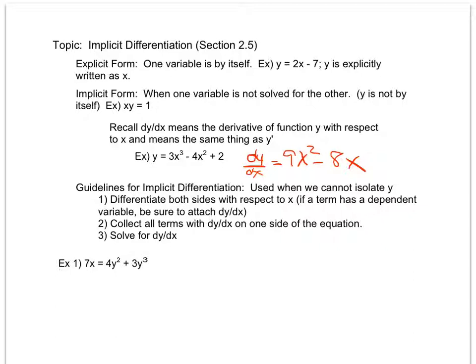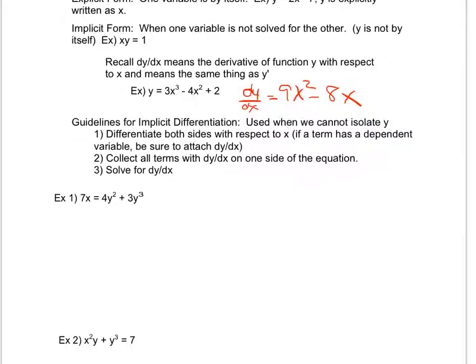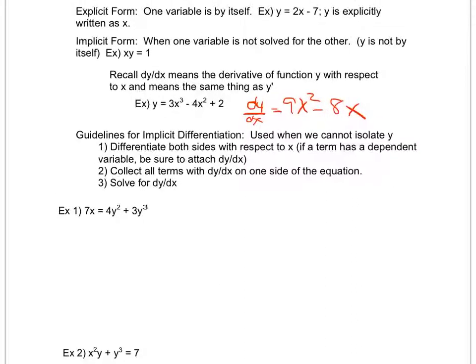This will make more sense when we start doing some related rates problems where we talk about, for example, the radius changes as time goes on, or the volume changes as time goes on. So it'll have a little bit more concrete meaning once we get to some more applied problems. From there, we're going to collect all the terms with dy dx on one side and solve for dy dx. So I have three examples, one that uses implicit differentiation only, one that combines implicit differentiation with the product rule, and one that combines it with the chain rule.